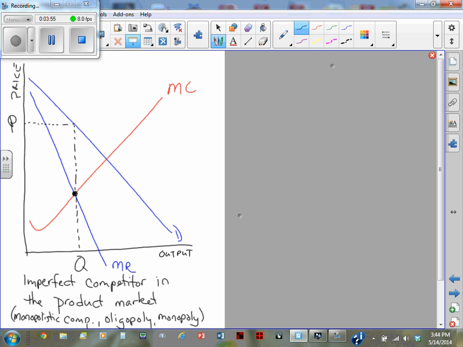We're an imperfect competitor for a number of reasons. One of them is that we're not producing at the socially optimal amount. Just for reference, the socially optimal amount is located right here, where our marginal cost and our demand curve cross. So that's socially optimal. This is also allocatively efficient.